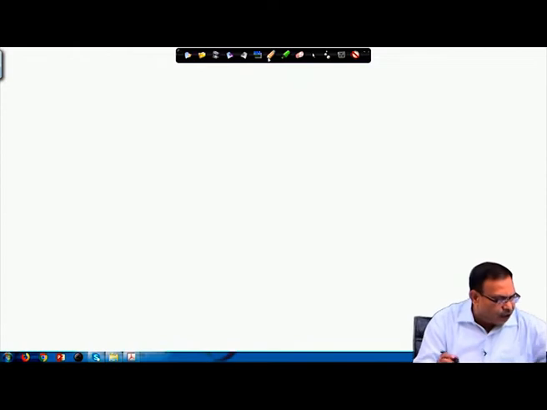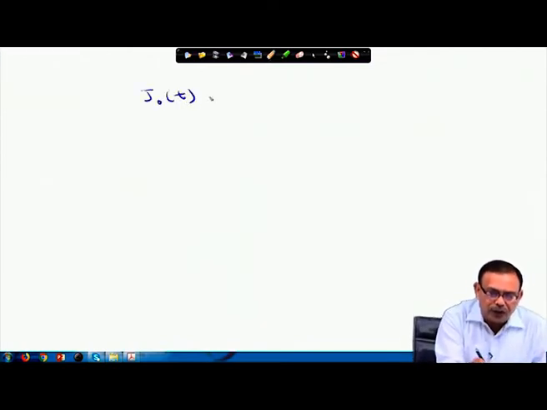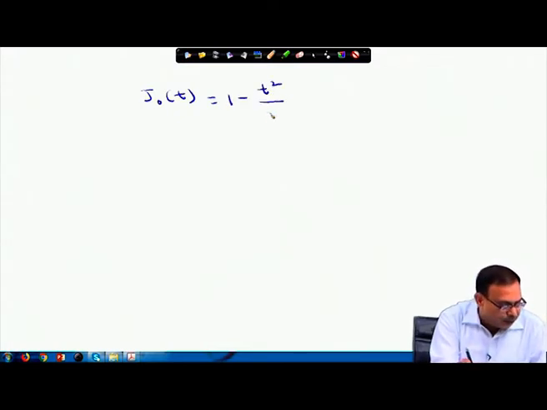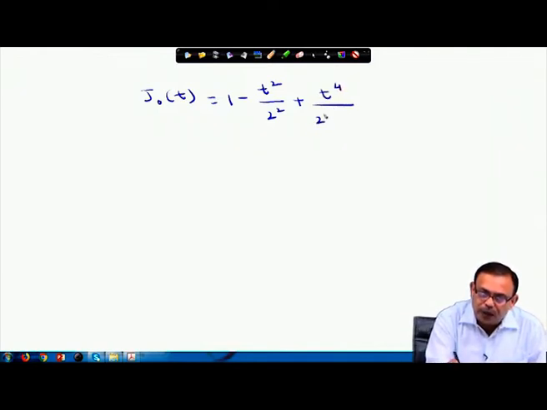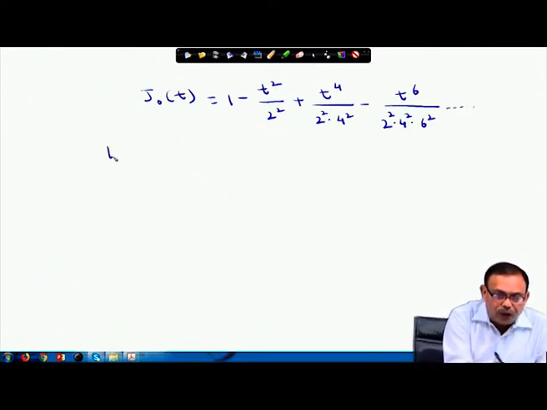The first one is, as I told you, J0(t) is nothing but 1 minus t squared by 2 squared, I have written it, plus t to the power 4 by 2 squared into 4 squared, minus t to the power 6 by 2 squared, 4 squared, into 6 squared, and like that it will continue. So, what will be the Laplace transform of J0(t)?